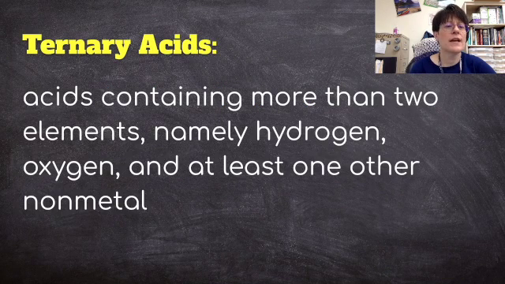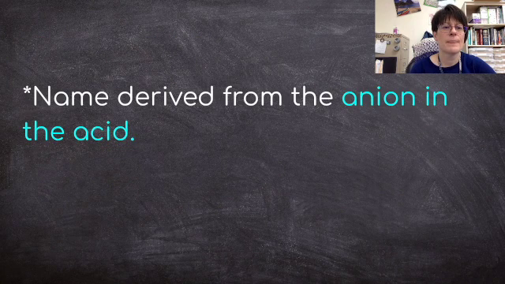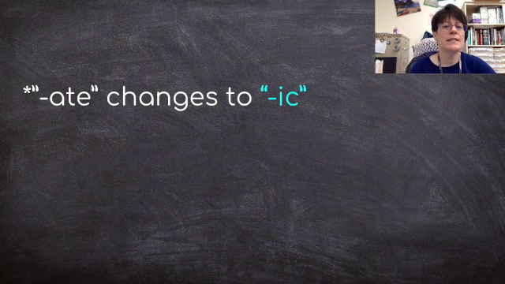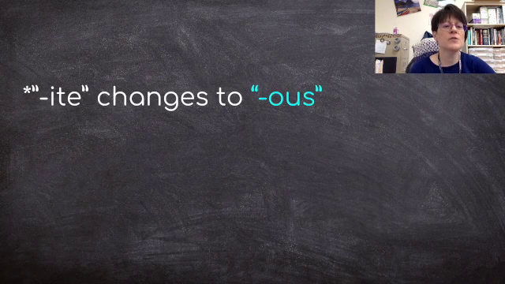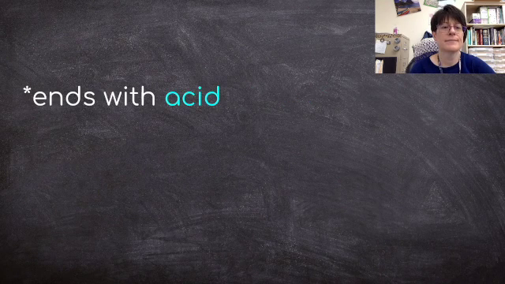Now, we also have ternary acids. These are acids containing more than two elements, namely hydrogen, oxygen, and at least one other nonmetal. Their names are derived from the anion in the acid, so the negative ion, the second ion. And the ate changes to ic if it ends with ate, or if it ends with ite, it changes to ous and ends with acid.